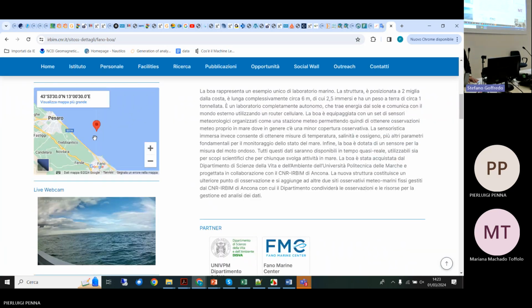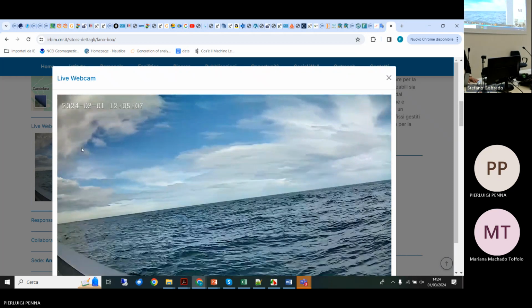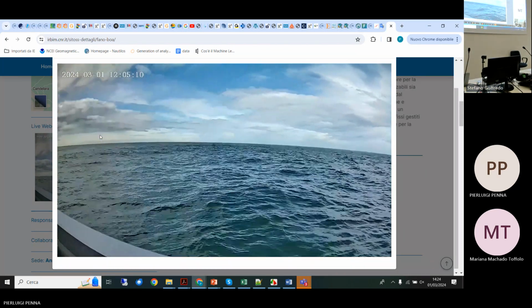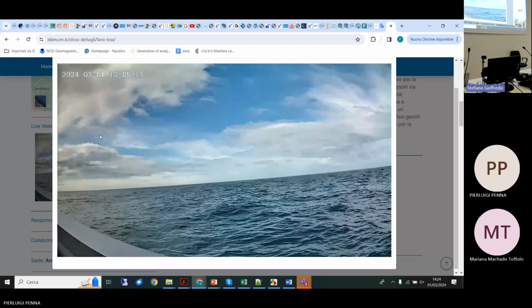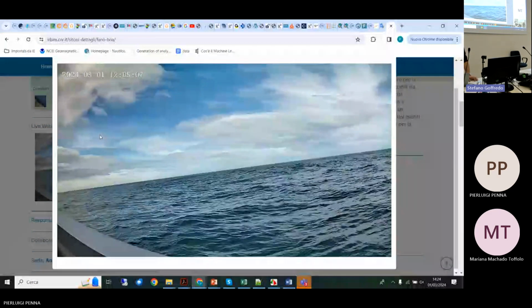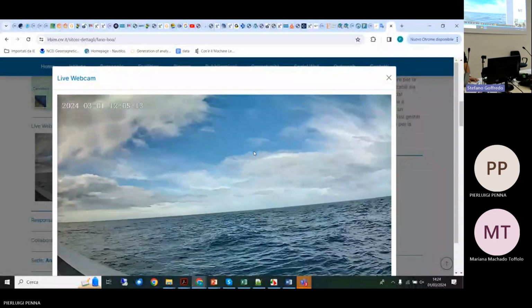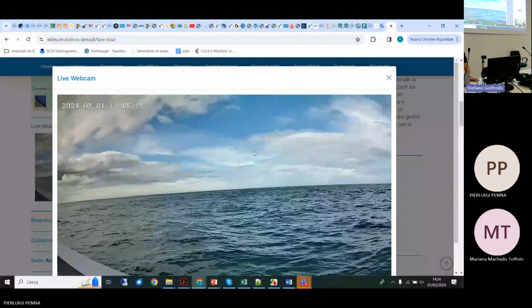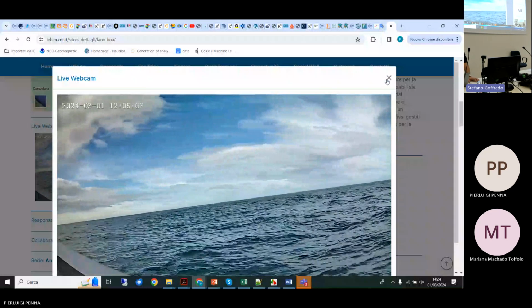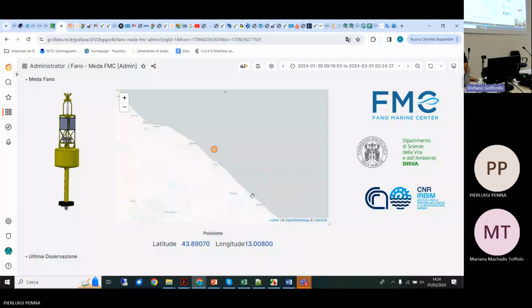It's located about 2 miles from the Fano harbor. This is the near real-time sea state. Very nice with the sky, bellissimo. Okay, it's just a piece of streaming that recorded the webcam. Okay, now we can switch to data, the position, official logo, and so on.